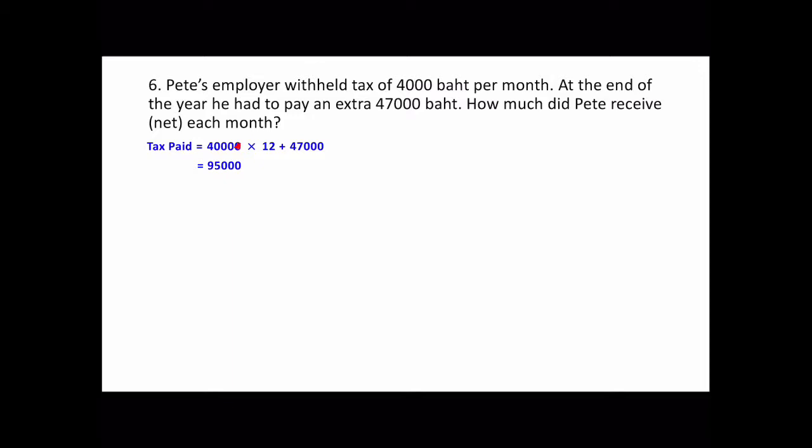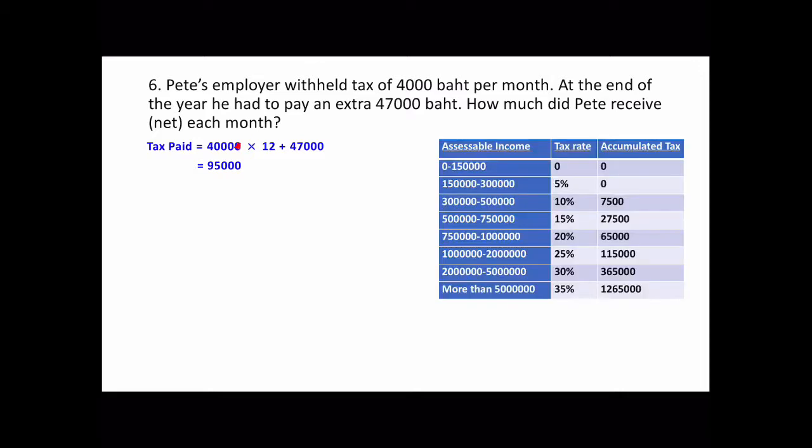So now, just like the other two we just did, need to find out which bracket he falls into. So 95,000 means he is in this bit here. Okay, so he's already paid 65,000 here. So that means that 95,000 minus 65,000 is 20% of his income in this bracket here, which would be his 20% of his income over 750,000.